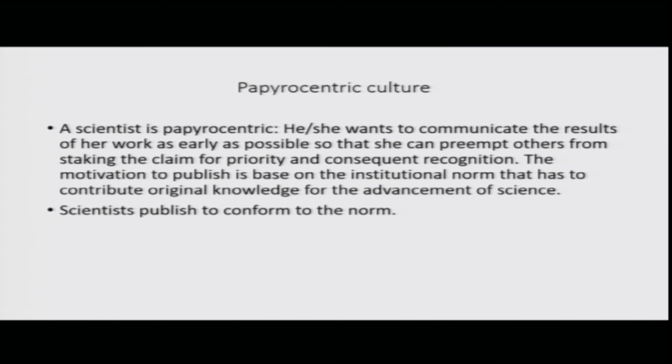So the motivation to publish is based on the institutional norm, that is, to contribute to original knowledge for the advancement of science. Publication of articles and research papers is conforming to the norm of originality. The originality can be at different levels. Originality can be in the form of a small technique which can be used in a particular experiment or process, or it can be a fundamental contribution which, for example, changes the whole scenario with respect to a particular field.